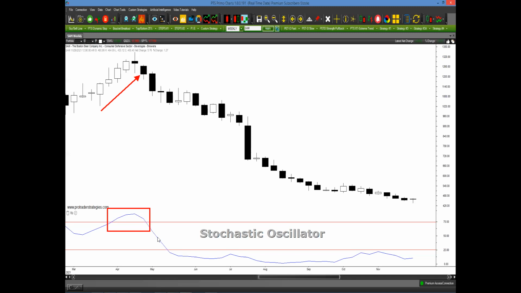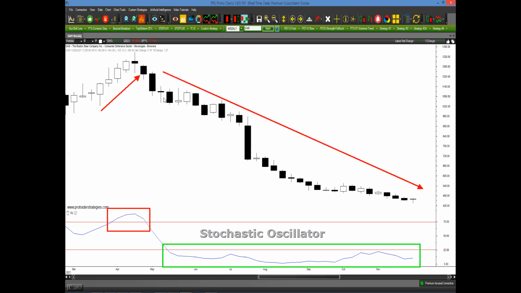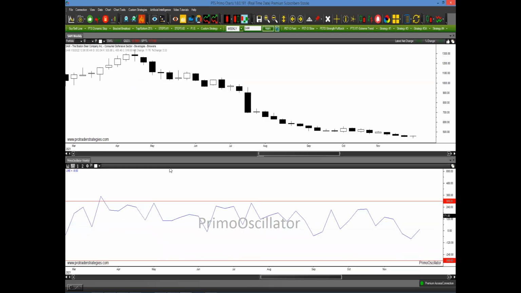Ultimately, the stochastic went lower into the so-called oversold area, and look what happened. Had you tried to buy it anywhere on the way down here, I don't think you would have had any money left at all, okay? It's a tremendous loss. All right, so how did this differentiate from the Primo oscillator? Well, we apply the Primo oscillator, and we see at this point, almost the same place as the stochastic gave an overbought area.